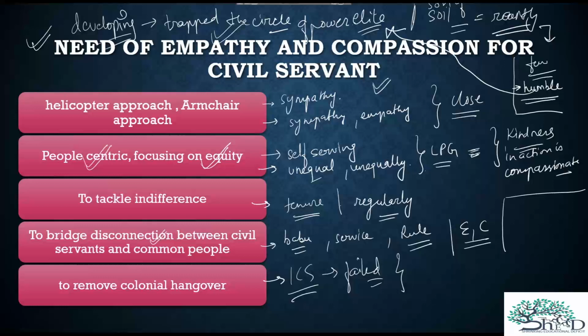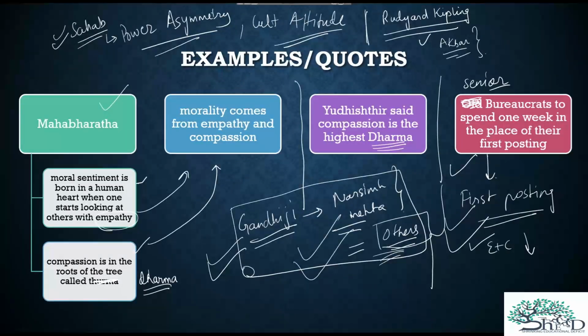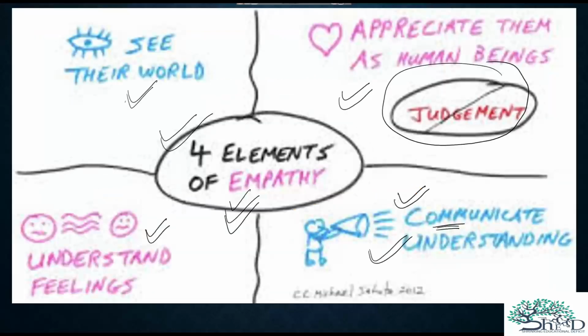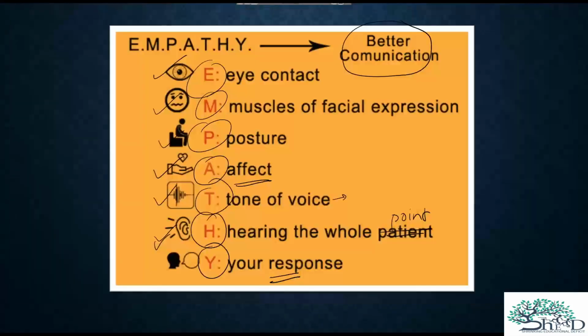Then what is the role of empathy and compassion in the life of a civil servant? Then we saw examples from Mahabharat, Yudhishthir, and 2 quotes from Mahabharat about Yudhishthir. Then we saw the practical step given by the Honorable Prime Minister. Then we saw the stages. Then we saw 4 elements of empathy, and how to communicate better using empathy. You might be able to use it in real life.